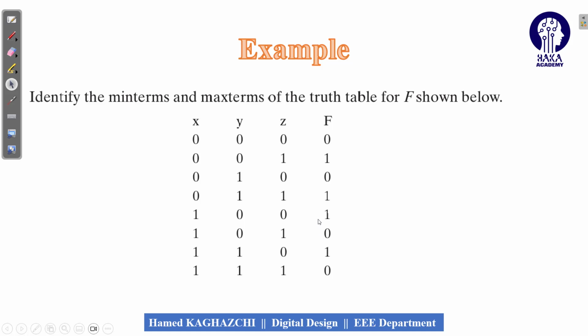As another example, here the truth table is given. Again, we want to identify the min term and max term. Again, here is 1, 1, 1, 1. It means that M1, M3, M4, M6 can be written. What about the max term? Everywhere we have 0. M0, M2, M5, and M7 are the max terms of this function.